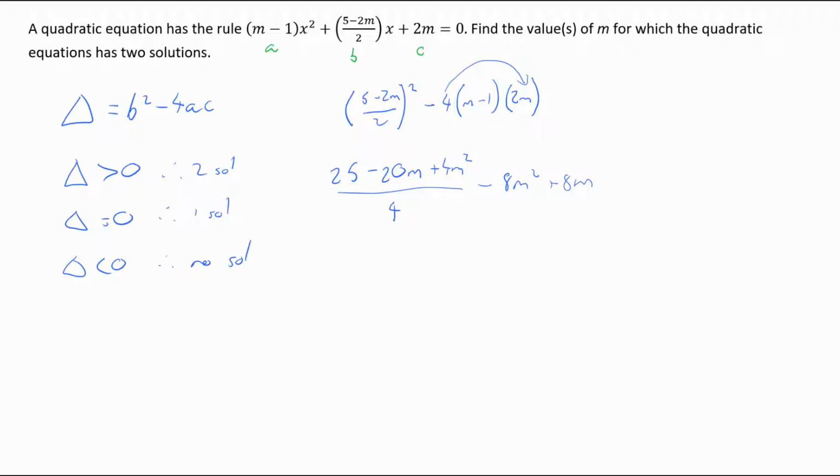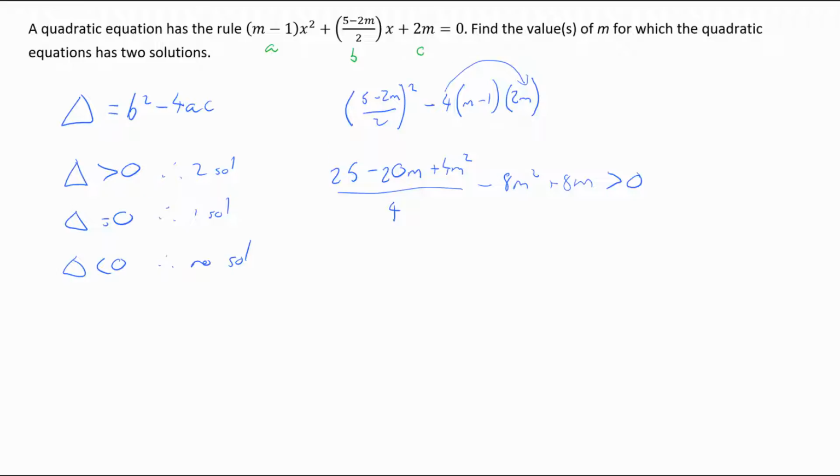Now, by putting those last two values as fractions over 4, we can combine the entire lot. But there is a quicker way to do it. It's a little bit of a cheeky way. What we're going to do is say, right, we want this to be greater than 0. Now, as long as we follow the rules of equations, anything you do to one side, you do to the other, you will be able to work through this.